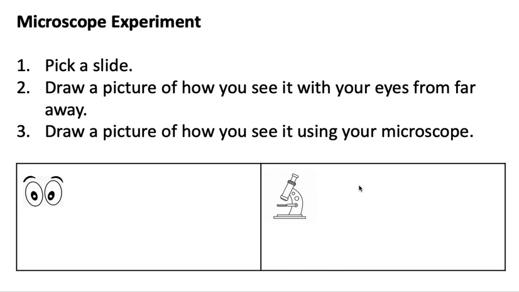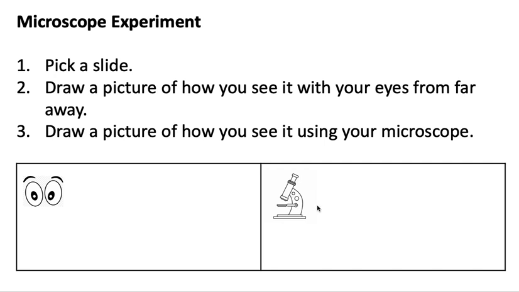Okay, so you're going to first draw a picture of how you see it with your eyes from far away. So you're going to set it down on a table or a counter, and you are going to look at it with your eyes from far away. No tools. So you're going to draw how it looks from far away.